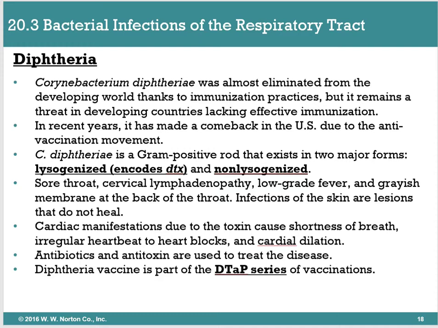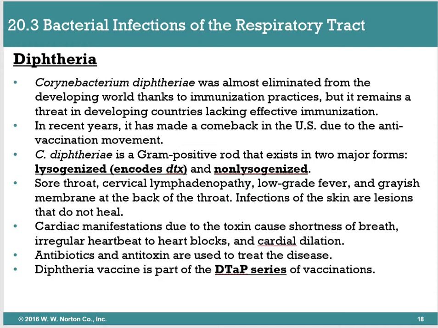Now with diphtheria, there are some cardiac manifestations, and that is due to the toxin being produced, which is that DTX toxin. And it will cause shortness of breath, it can cause irregular heartbeats, and it can even cause cardiac dilation, so meaning your heart can get bigger, which is not good. We don't want our heart to be any bigger than what it needs to be.